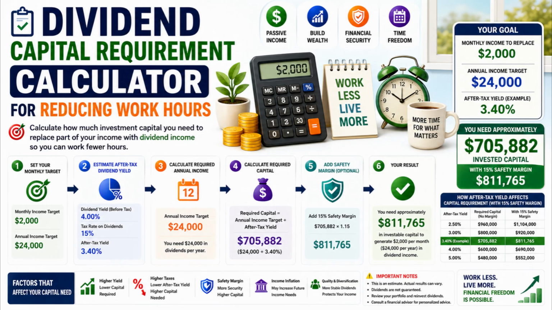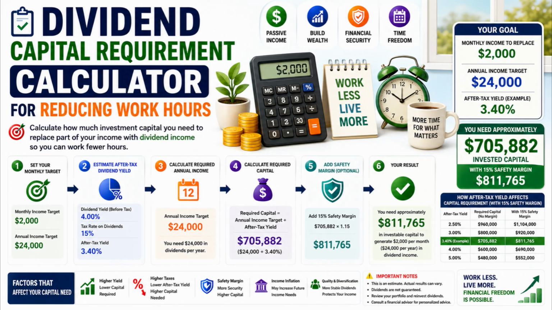Furthermore, the infographic shows how different after-tax yields affect the required capital. For example, at a 2.5% after-tax yield, about $960,000 would be required without a safety margin. With a 15% margin, the amount increases to about $1,104,000. Similarly, at a 3% after-tax yield, the capital required is about $800,000, and with a safety margin, it becomes approximately $920,000. At the example after-tax yield of 3.4%, the required capital is about $705,882, while the adjusted amount with the safety margin is around $811,765.